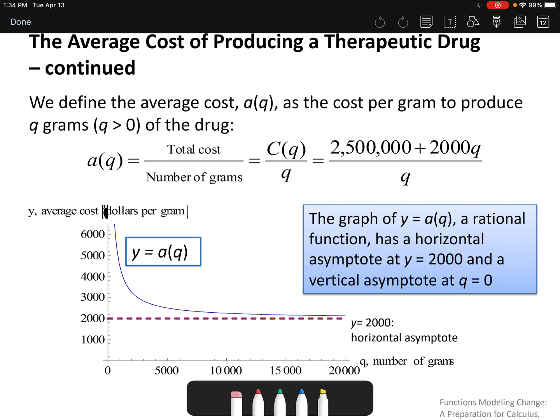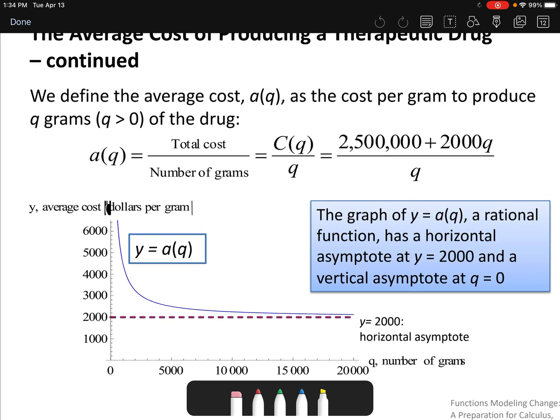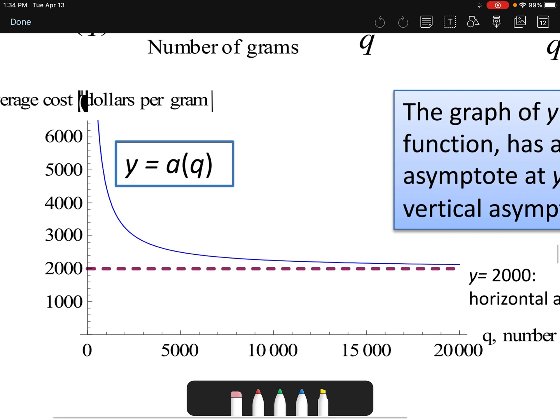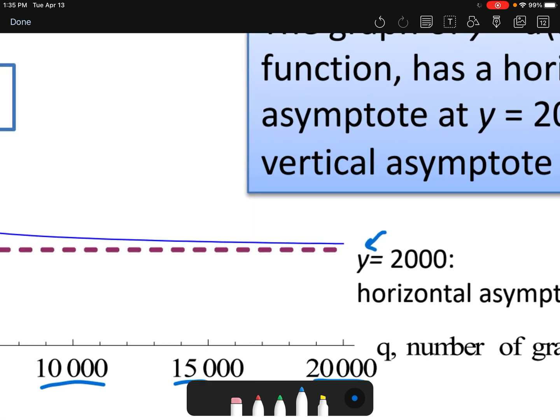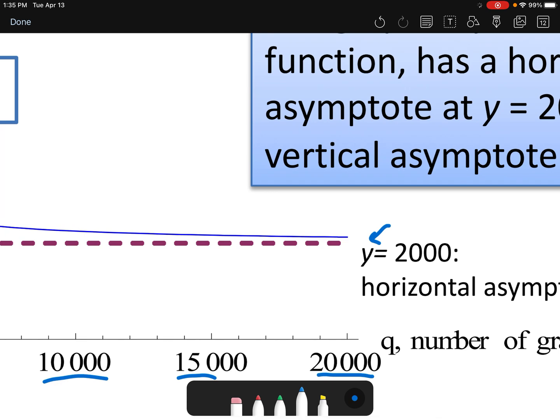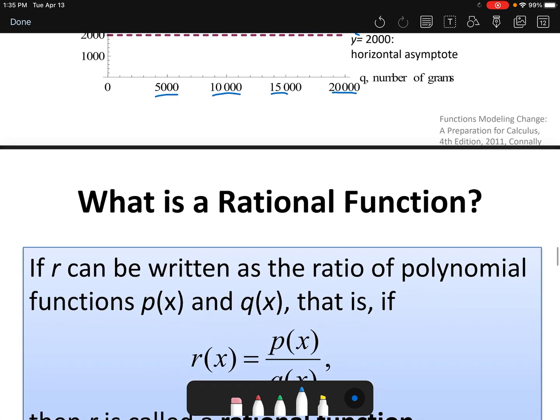So the average cost in dollars per gram would look like the graph you see in blue here. And you can tell that we would have an asymptote horizontally at 2,000. And you can see that the more we produce of the drug, the cheaper it gets, the closer and closer it gets to $2,000 per gram. Which is kind of weird to think that, wait a minute, our startup costs were 2.5 million, right? But yet, if we produce 20,000, it's basically $2,000 per gram to produce this, even though it started out at 2.5 million.